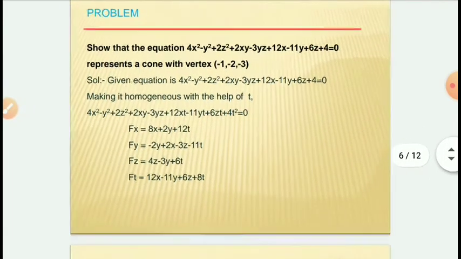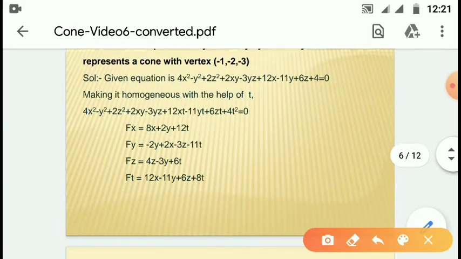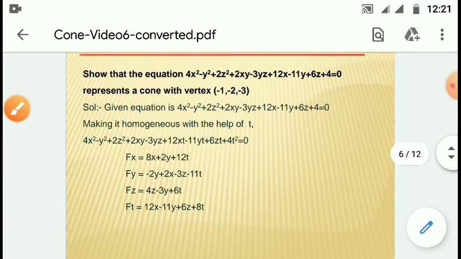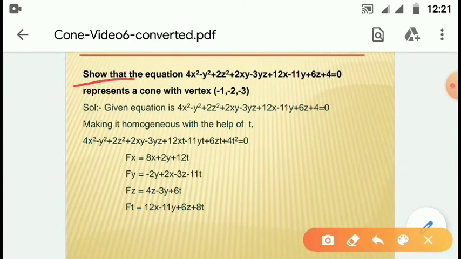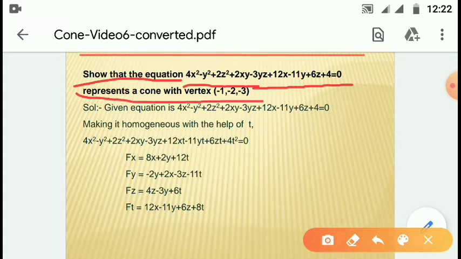So this is the first problem we are going to solve in this video. What is the statement of the problem? Show that the equation 4x square minus y square plus 2z square plus 2xy minus 3yz plus 12x minus 11y plus 6z plus 4 is equal to 0 represents a cone with vertex minus 1, minus 2, minus 3.